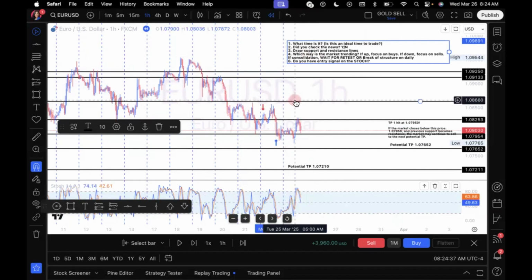Which way is the market trending? We can see that the market was trending down, right, based off of these lower highs being created. And I did wait for the break of structure right here. And I also waited for the retest, right? And do I have the signal on the stochastic? As I showed you guys, I did have the signal on the stochastic. Boom, boom, boom. I decided to take the trade. And in this case, it was profitable.